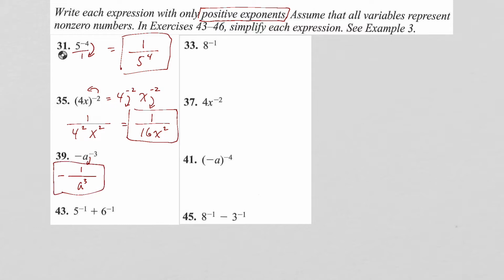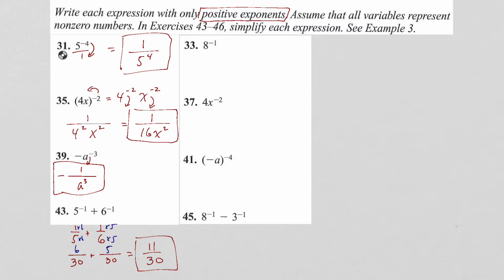All right, this is a little tricky, but 5 to the -1 is 1 over 5. 6 to the -1 is 1 over 6. Now we need a common denominator. So here we're multiplying by 6, and we get 6 up here. Here we're multiplying by 5, so we get 5 up there, and so this turns into 11 over 30. That's a tricky problem.